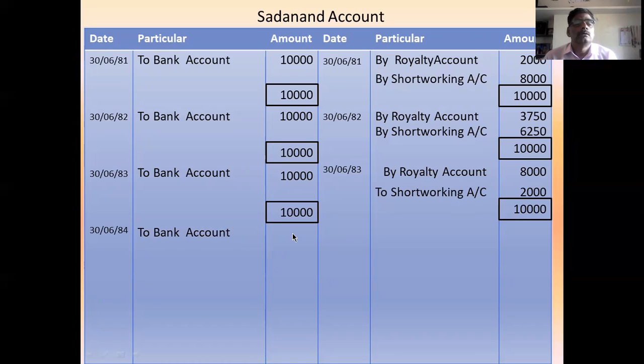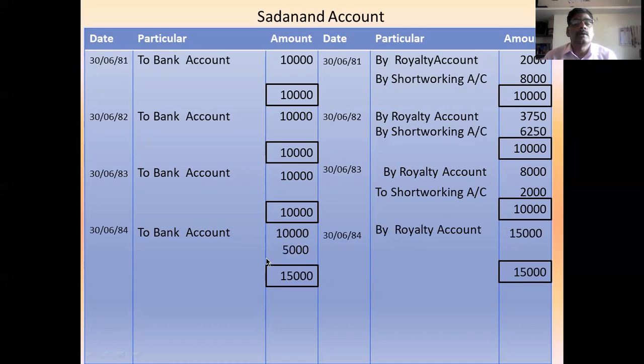Date, bank, payment 10,000. Date, royalty account, royalty 15,000. Total 15,000. Difference 5,000. To short working. You see here, in the first three years the difference is on the credit side, that is by royalty. And here, in the fourth year, the difference is on the credit side. This is to short working. Okay.